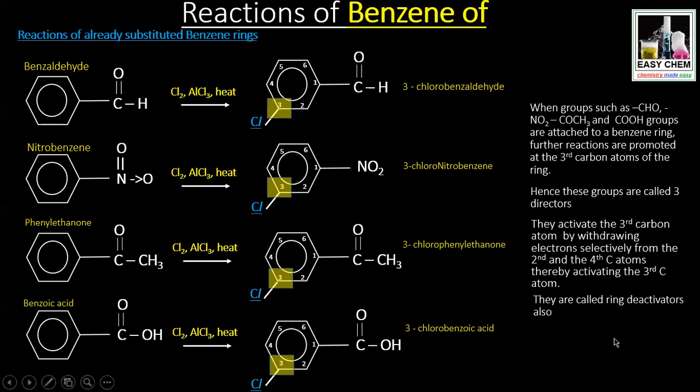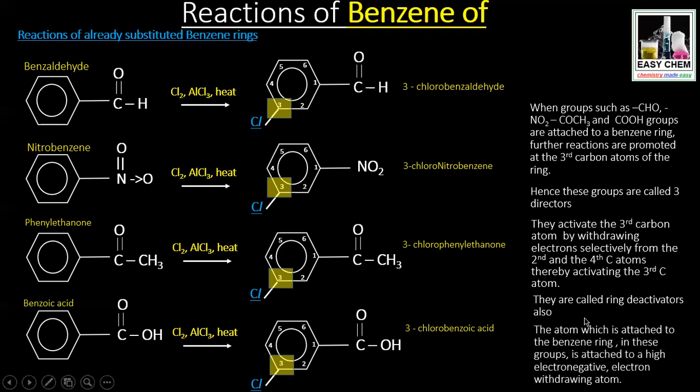Now, these are called ring deactivators also. If there's a substance which gives electrons to the benzene ring, they are activators. If electrons are withdrawn away from the benzene ring, they are called deactivators. All these deactivators have a special property. What is the special property? The atom which is attached to the benzene ring in these groups is attached to a highly electronegative, electron withdrawing atom. See on the left-hand side.